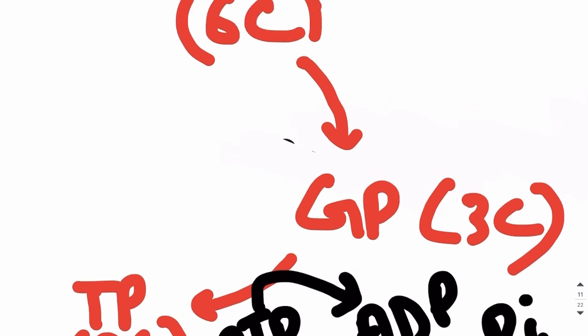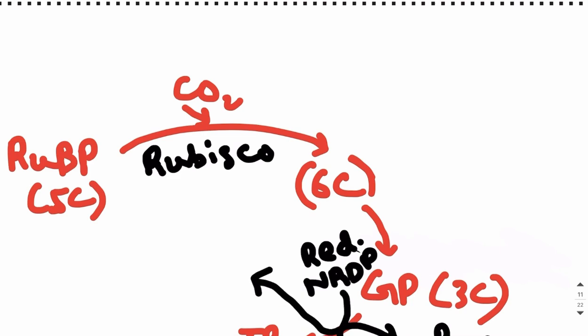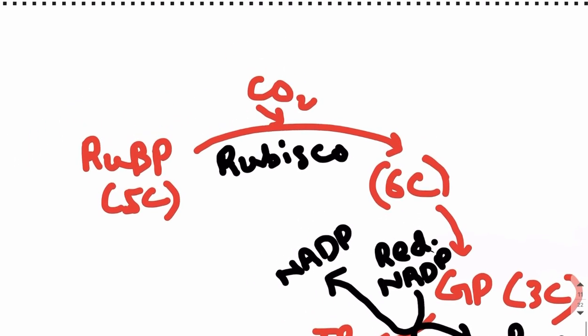What else is required for the conversion of GP to TP? Reduced NADP is also required, right? So you need to mention this. Once TP is made, you know that most of the TP is used to regenerate RuBP, but this is not our topic right now. We want to make starch from TP.